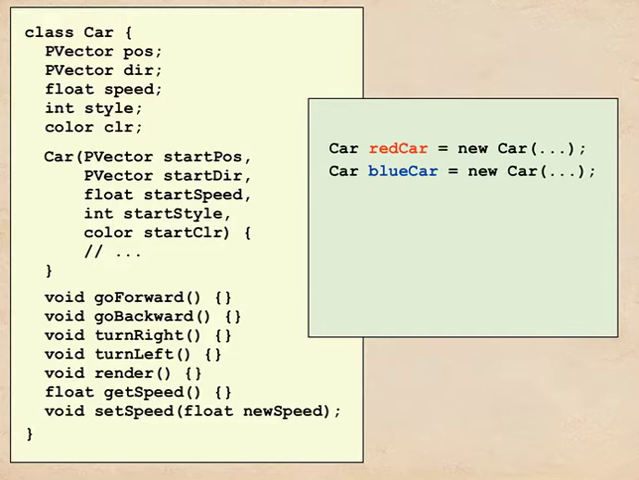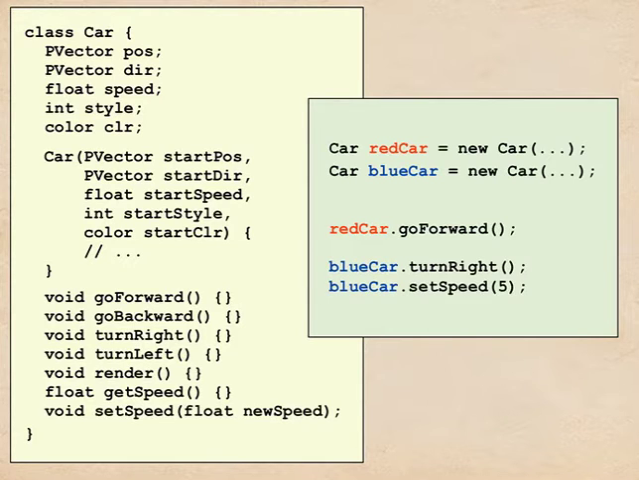If we want to move the red car, we can send it a message, go forward, and that modifies its own variables. If we want to send the blue car a message, like here, turn right, again, the blue car modifies its instance variables. Red car doesn't get touched at all. And we can change those variables directly, or we can call a setter or a getter. Here, I'm telling blue car to change its speed to a value of 5.